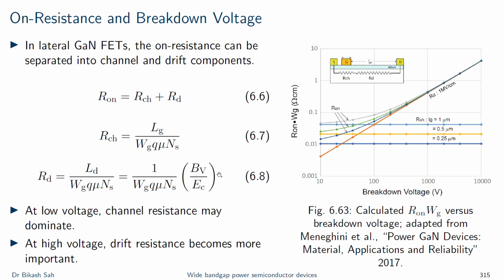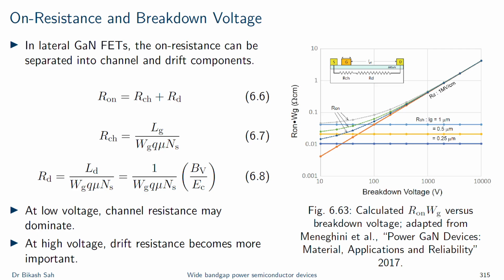At low voltage, the channel resistance may dominate because the drift spacing can be short, and at high voltage, the drift region becomes longer, and the drift resistances become increasingly important. And that's what you see in figure 6.63 there.